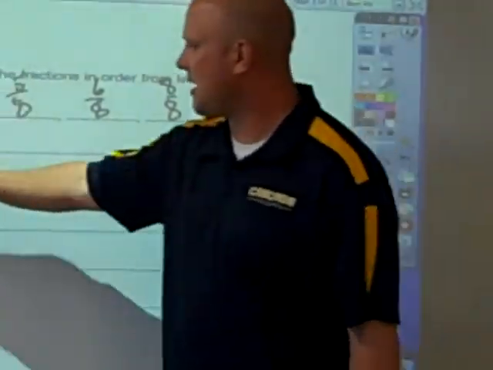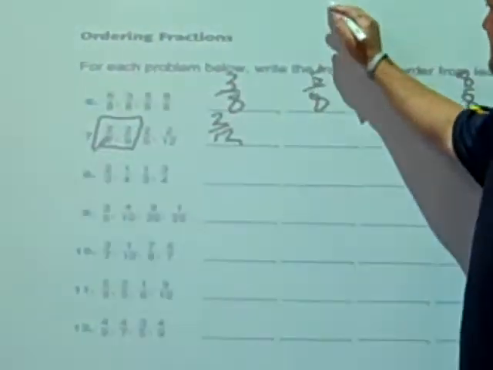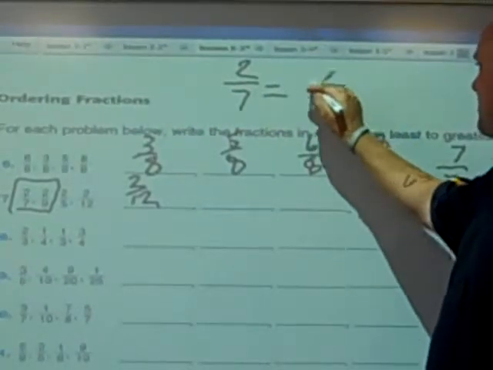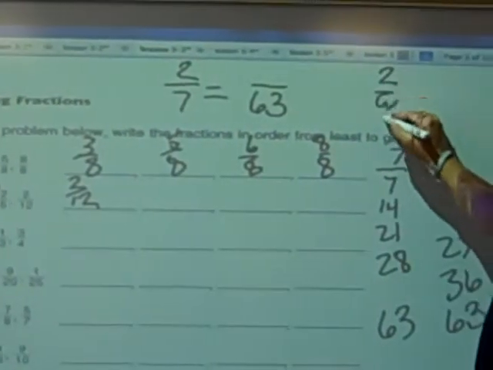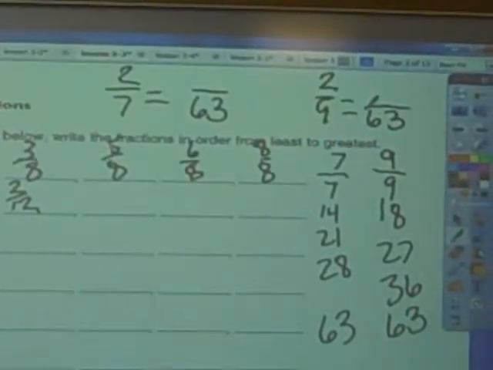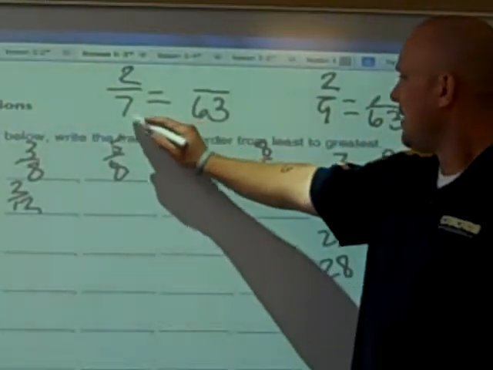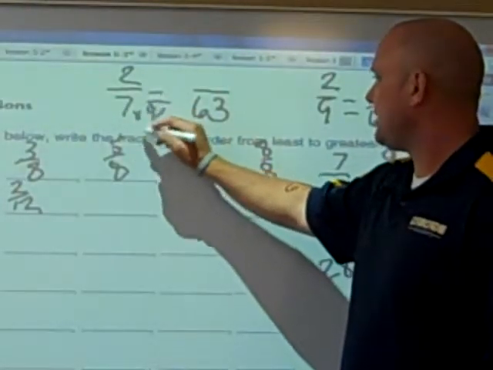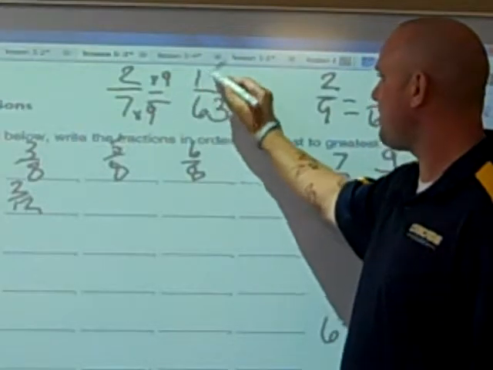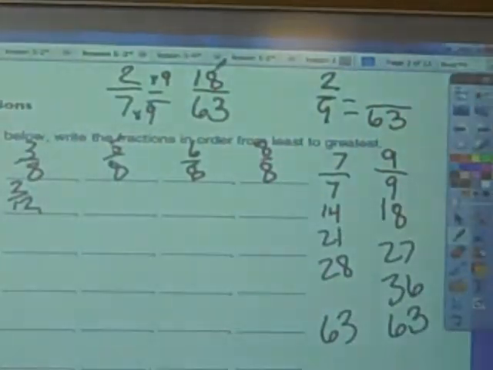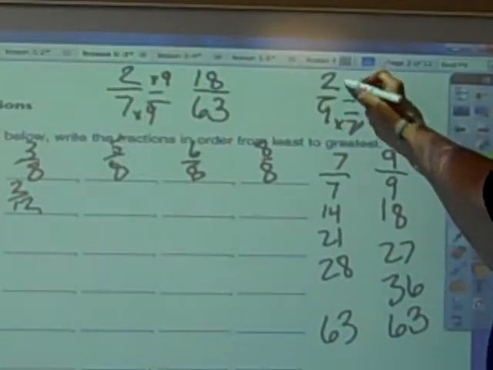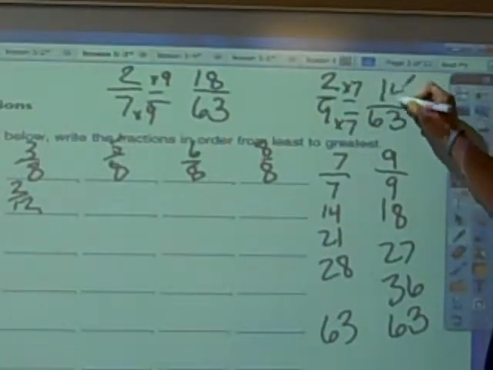So an easy way to compare the 2/7 and 2/9 equals 63 as my denominator, 2/9, 63 as my denominator. So I'm trying to find an equivalent fraction for these two. I know that 7 times 9 would be 63, and I have to do the exact same thing up on top. So that ends up being 18 over 63. When I multiply here, I know it's 9 times 7. I have to do the same thing up top, and that's 14.